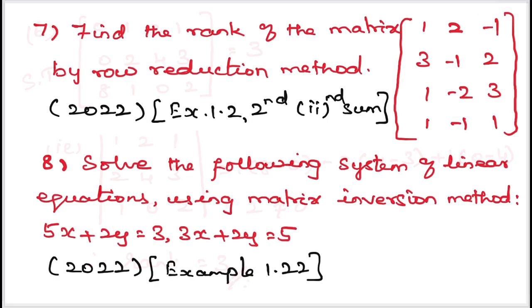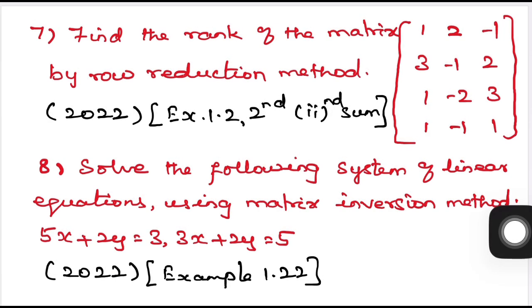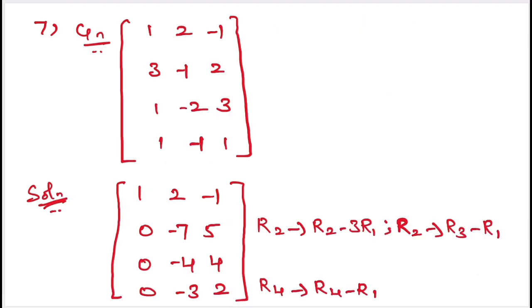Therefore the rank is 3. Hence proved. Next, find the rank of the matrix 1 2 minus 1, 3 minus 1 2, 1 minus 2 3, 1 minus 1 1 by the row reduction method. This question was asked in 2022. It is the second sum in exercise 1.2. It is a 4 by 3 matrix.